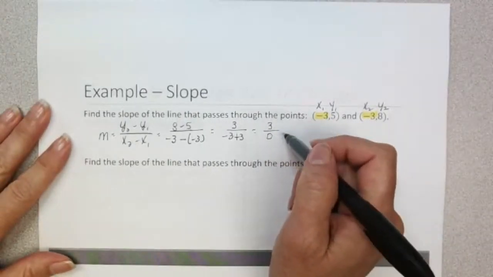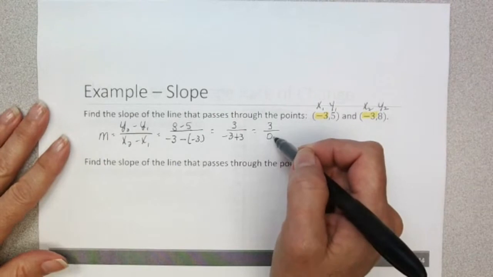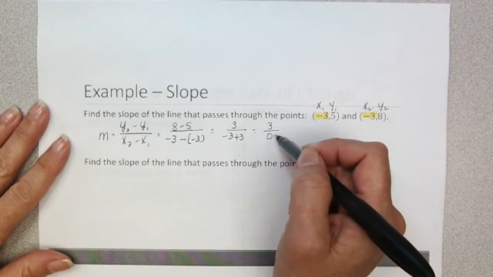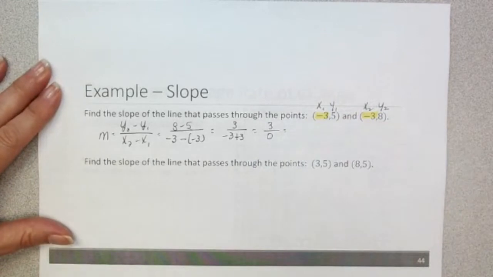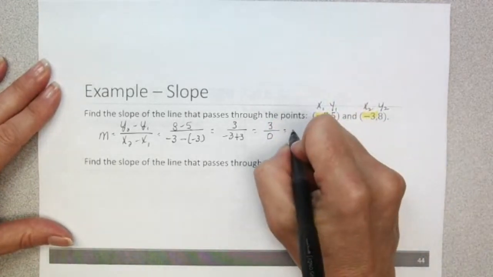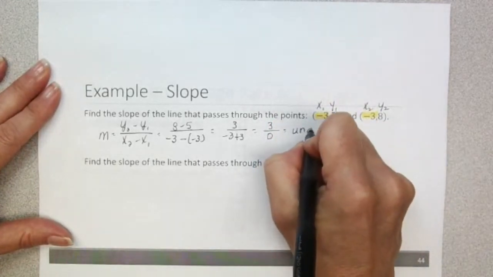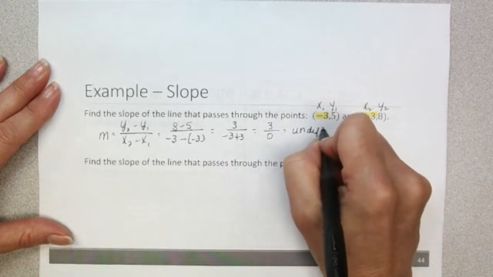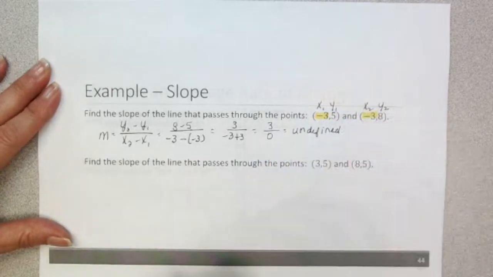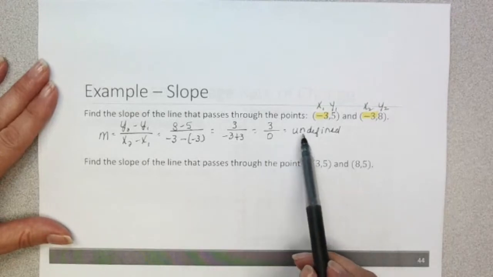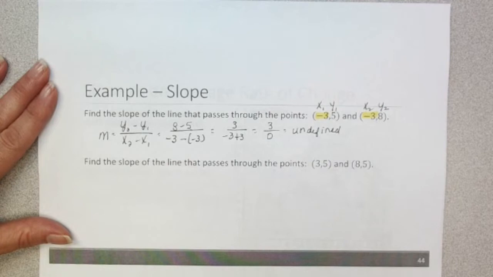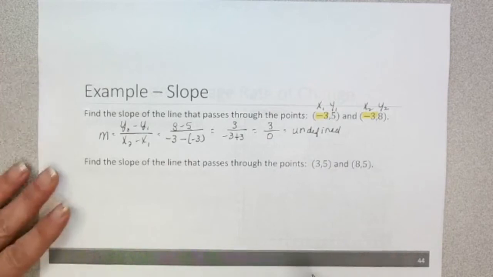That sort of blows up the universe, right? How many times does 0 go into a number? I mean, 0 isn't even a value. It's a lack of value, right? We cannot divide by 0. So this 3 divided by 0, we have to say that this is undefined. It's an undefined slope. So when you're calculating slope and you end up with a 0 in the denominator, we want to say that's an undefined slope, because you can't divide by 0.